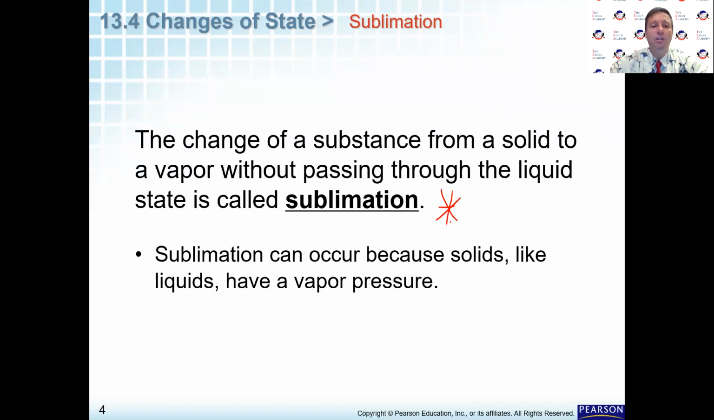That is sublimation. It can occur because solids, like liquids, have a vapor pressure. So you go from a solid state directly into a gaseous state without passing through the liquid phase. You are actually aware of that. Dry ice, which is used in a lot of decor, turns into this smoke-like substance. That is solid carbon dioxide leaving the solid state and going directly into the gaseous state.